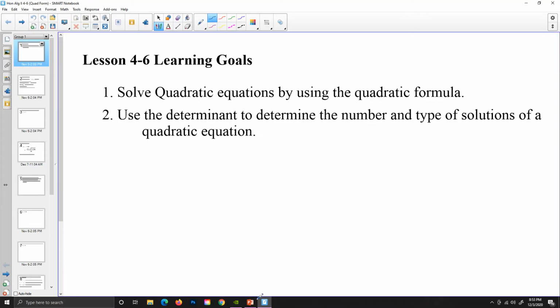Today we have a couple learning goals. We're going to solve quadratic equations by using the quadratic formula, and then we're going to use the discriminant to determine the number and types of solutions of a quadratic equation. All right, so what is the quadratic formula?